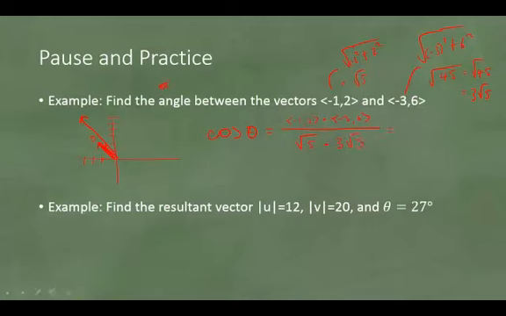The dot product would be -1 times -3, or 3, plus 2 times 6, which is 12. Here the square roots cancel, so I'm left with just 5 times 3. 3 plus 12 is 15 over 15, which would equal 1. So this says cosine theta is equal to 1. And to find theta, all you have to do is find the inverse cosine of 1. See what that gives you on the calculator.